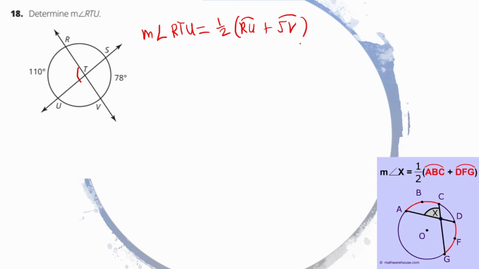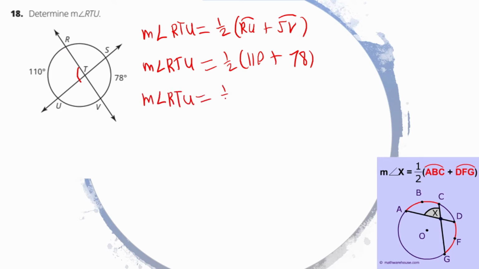Right? And now we just plug everything in. Do we know the measure of angle RTU? No, that's what we're looking for. We know what 1/2 is. Do we know RU? Yep, it's 110 plus 78. So the measure of angle RTU is equal to 1/2 of 188.